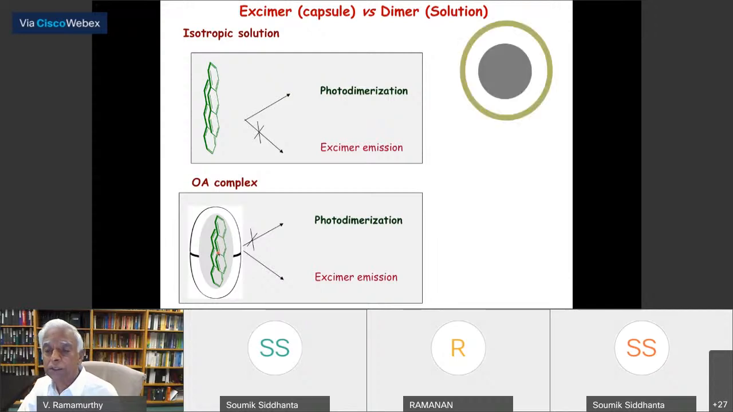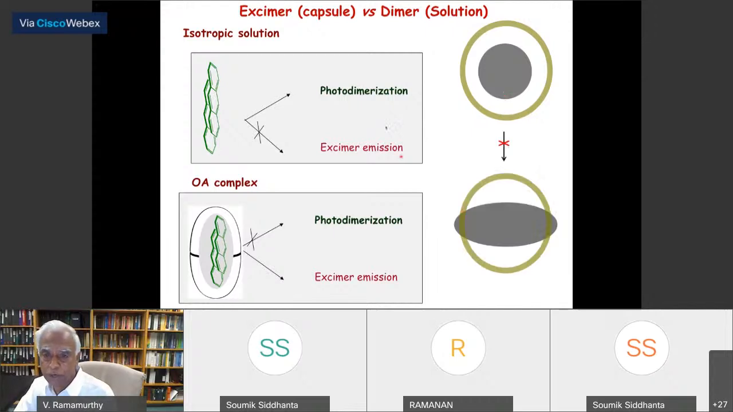Okay. So going back to the original picture, this is the capsule, or you can think of anything, and this is our molecule, and upon excitation, it wants to expand, it wants to go to a dimer, but there is a wall all around it, and so it cannot go. Now it chooses a different path. Because it has a lot of energy, it has to dissipate the energy, and it does so by emitting light.